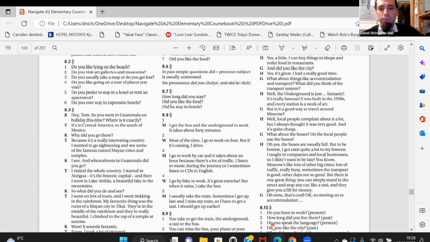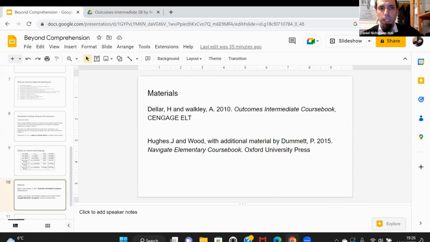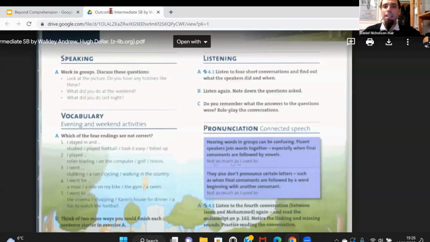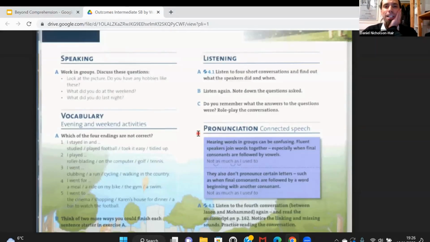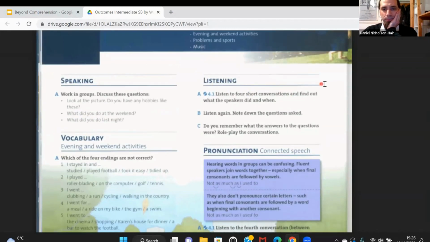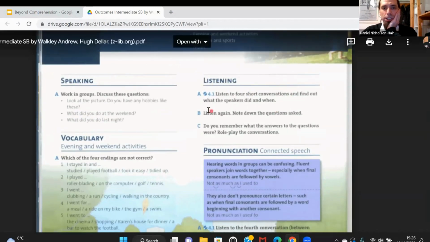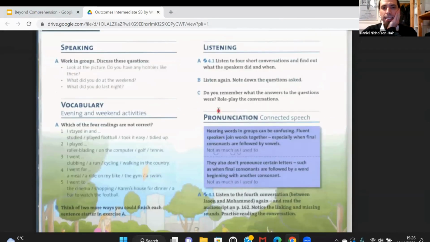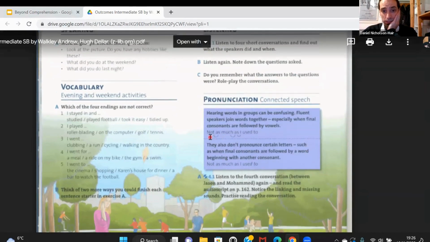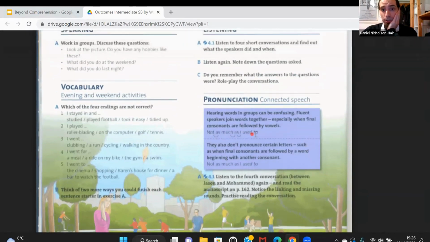Okay, and the other one that I think is good is Outcomes. This is another textbook that I've used quite a lot. This one, it has some of the general tasks, the gist tasks. Then it gets into connected speech, taking some examples. Here we are. Not as much as I used to. I might drill that first, and some elision here as well.